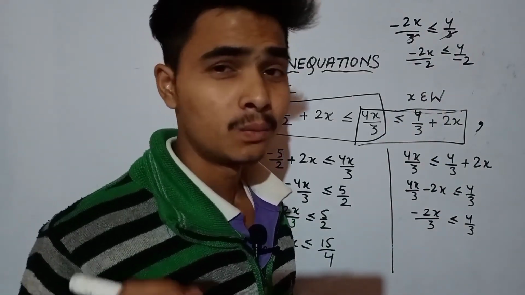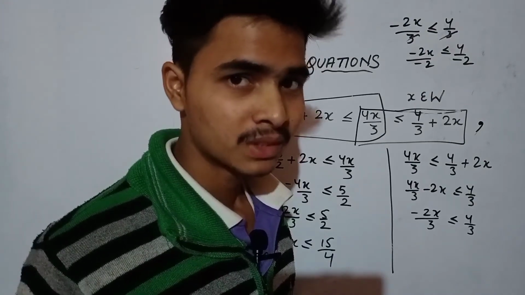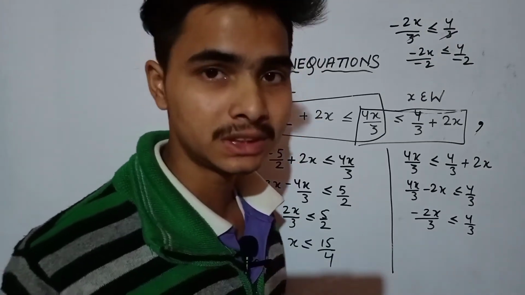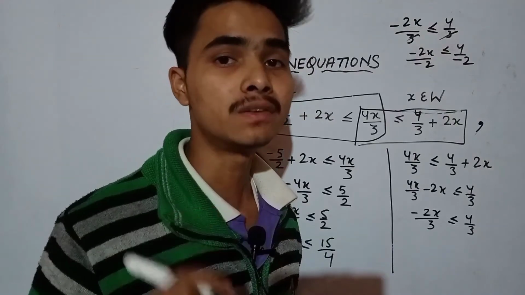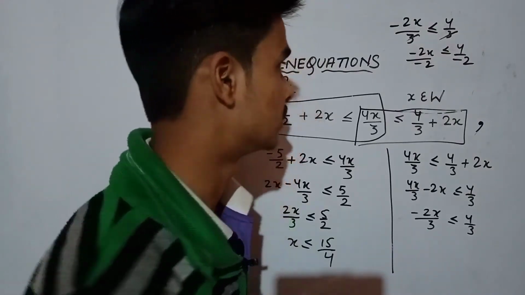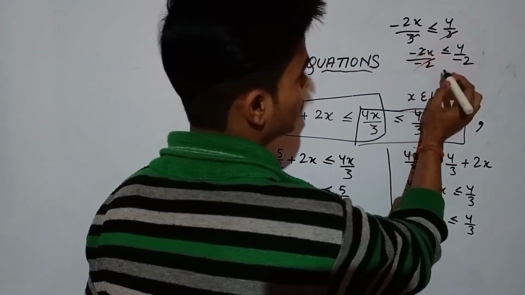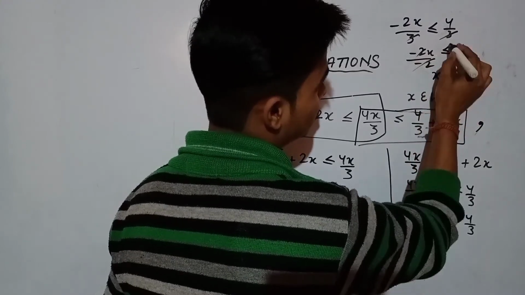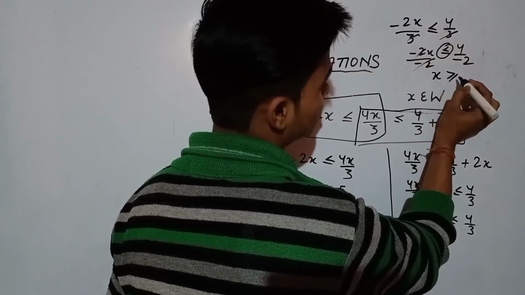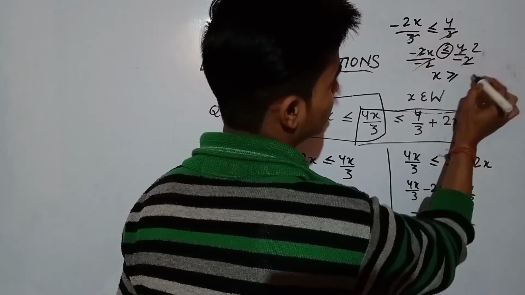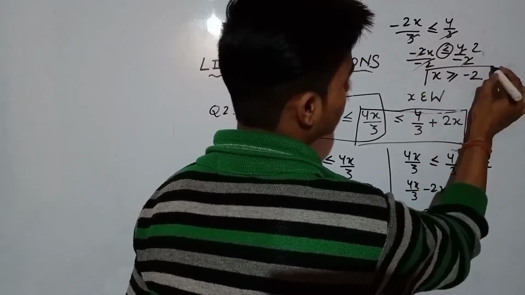But wait, will the sign change now? Yes, of course the sign is going to change, because now I have divided this number by a negative number. So at last what I am going to get, x, this sign will get reversed, meaning it will become greater than or equal to, and this we will get as minus 2.